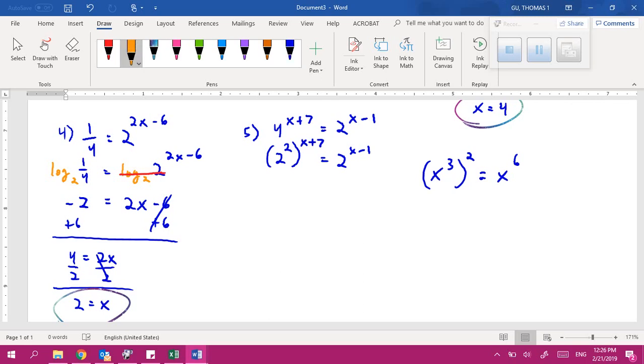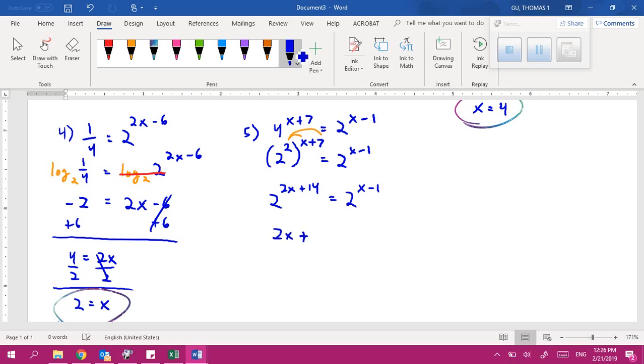So if we're going to multiply, I have to distribute my 2 to both of these terms because we're multiplying. Right? And so now I have 2 raised to the what? 2x plus 14 equals, and my right side was 2 to the x minus 1. And now that we're at this step, you can write an equation to solve for x. So what would that equation be? That's right. 2x plus 14 equals x minus 1.